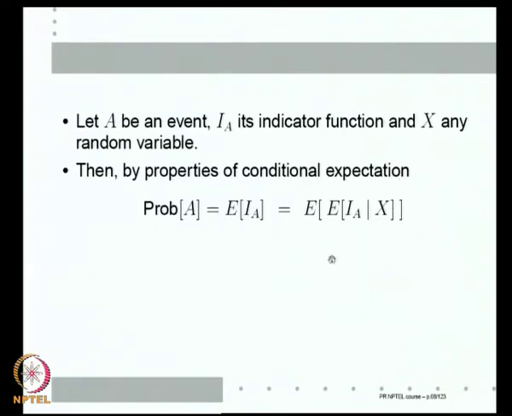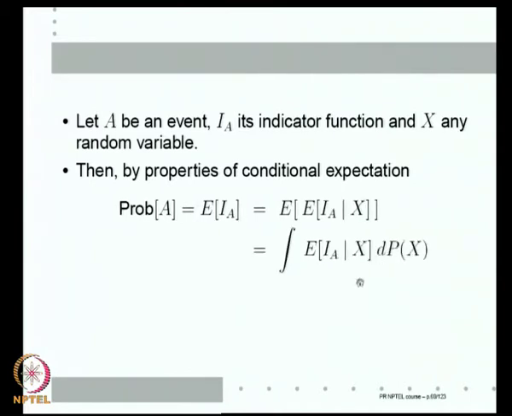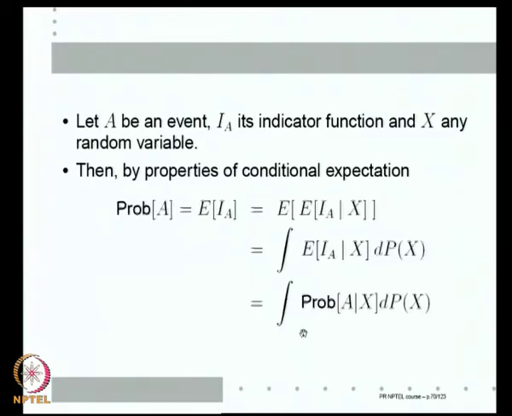So, I can write this like this. I am taking the outer expectation, an integral with respect to the distribution of X, of the function inside, the expected value of I A given X. Now, I A is still a binary random variable, so the expectation of a binary random variable is still its probability.